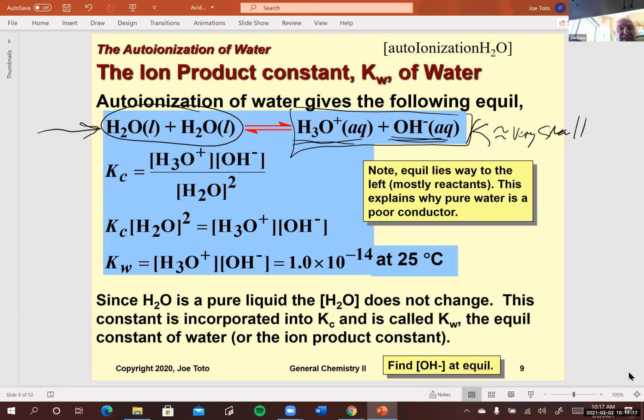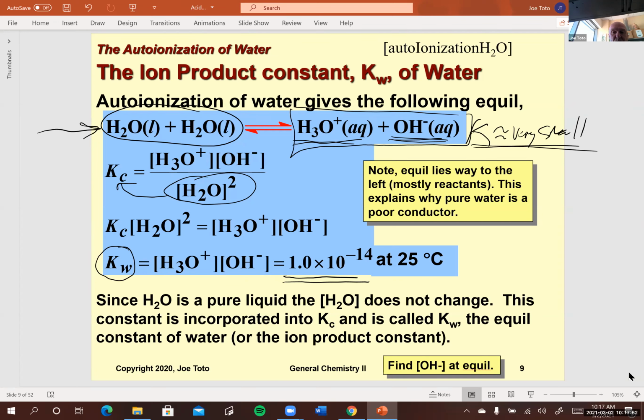So I can take that constant concentration, incorporate it into Kc, and what I get is what's called Kw. And Kw is what you'll find in reference manuals. That's the equilibrium constant for the autoionization of water. And you see that in fact it is very small, just like you guessed it would be at 25 degrees.